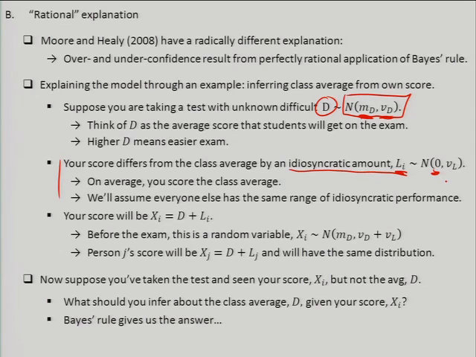And then we're going to let you take the exam and see your score, but not see the class average. So your score xi is the actual score. Let's say that the person taking the exam doesn't know, but we know, that the actual exam this person is going to take has a difficulty level D.